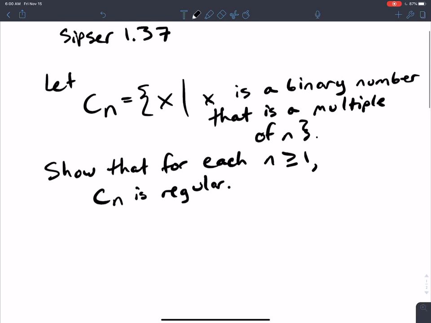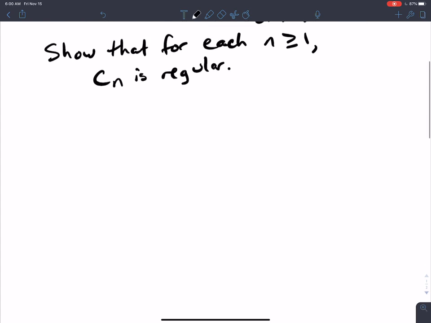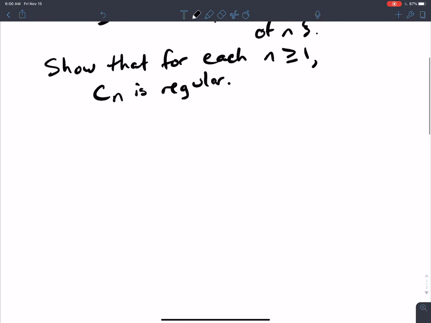Hello, so we're going to look at this problem today, 1.37 from Sipser, which is the language of all binary numbers that are multiples of a set number n. So we figure out what the value of n is, and then we look at all binary numbers that are a multiple of it. For each one of them, we have to show that it's regular, meaning that there's a DFA for it.